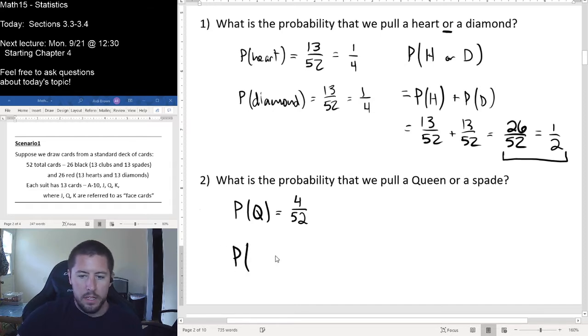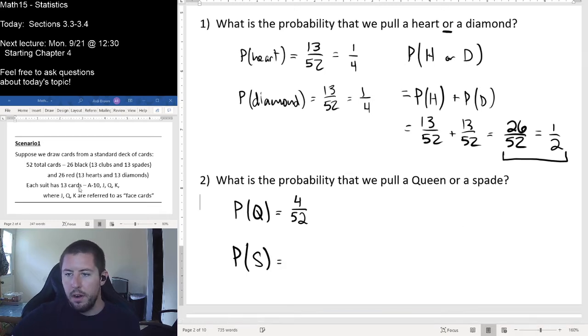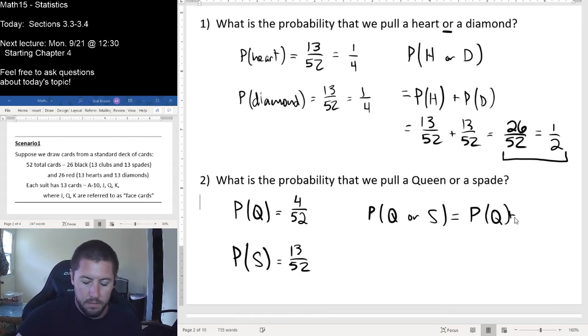Similarly, I can think about my probability of pulling a spade. I know there are 13 cards in each suit, and spades are one of the suits, so 13 out of 52 cards represent the spades. And so my question now is this: is it going to be the case that the probability of getting a queen or a spade is the probability of a queen plus the probability of a spade? I'll put a question mark here to say we're asking if these are equal.